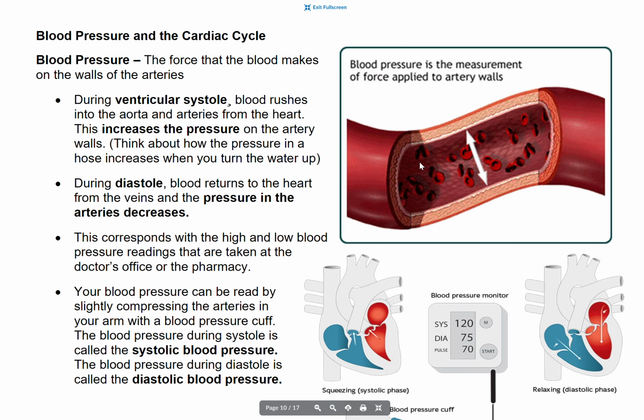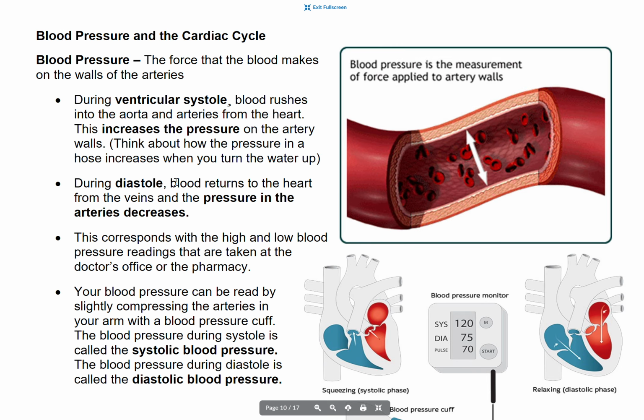When there is more blood in the tube, right? There is more blood to press on the inner walls of your arteries and your blood pressure increases. So when your ventricles contract, right, the pressure inside your arteries is greater, right? During ventricular systole, blood rushes into the aorta and arteries from the heart. This increases the pressure on the arterial walls, the artery walls, right? So think about how the pressure in a hose increases when you turn the water up, okay?